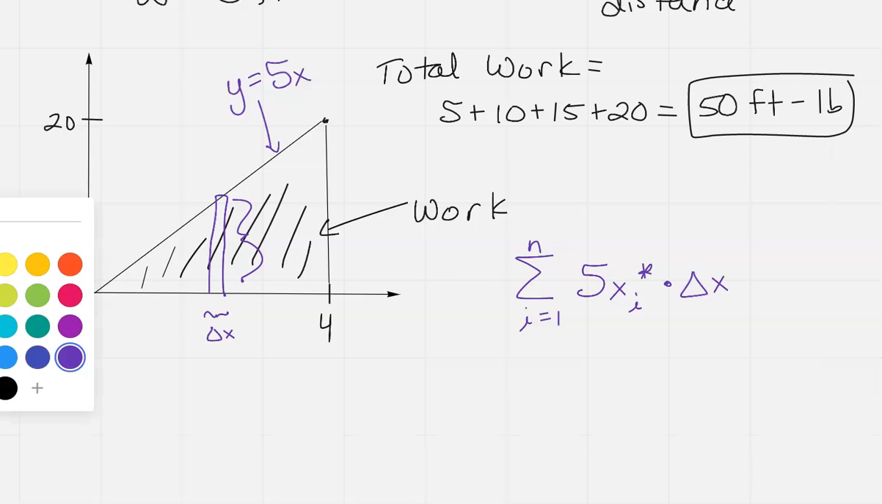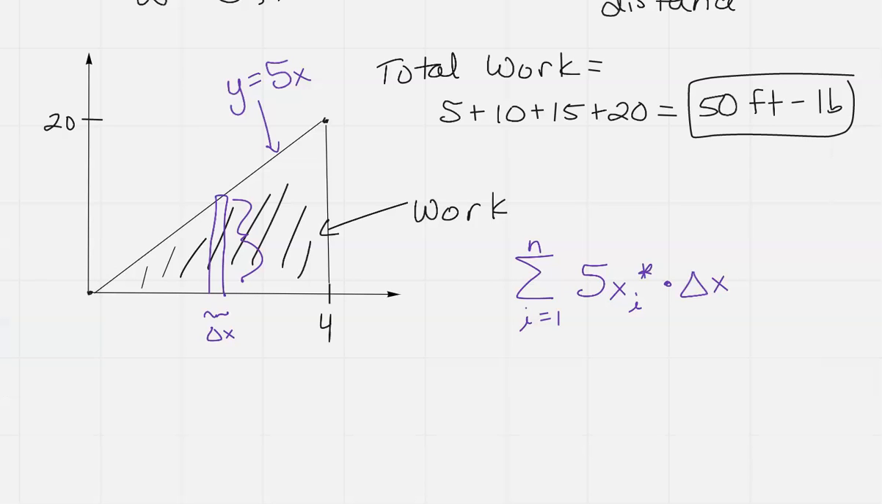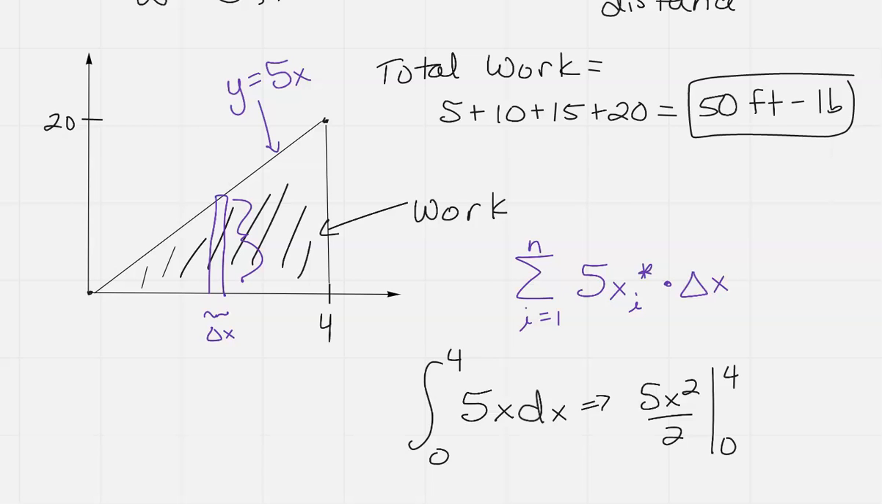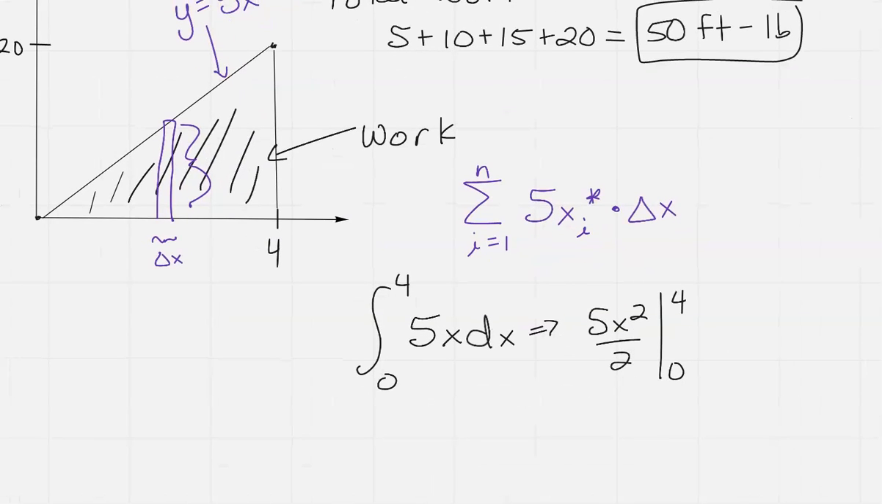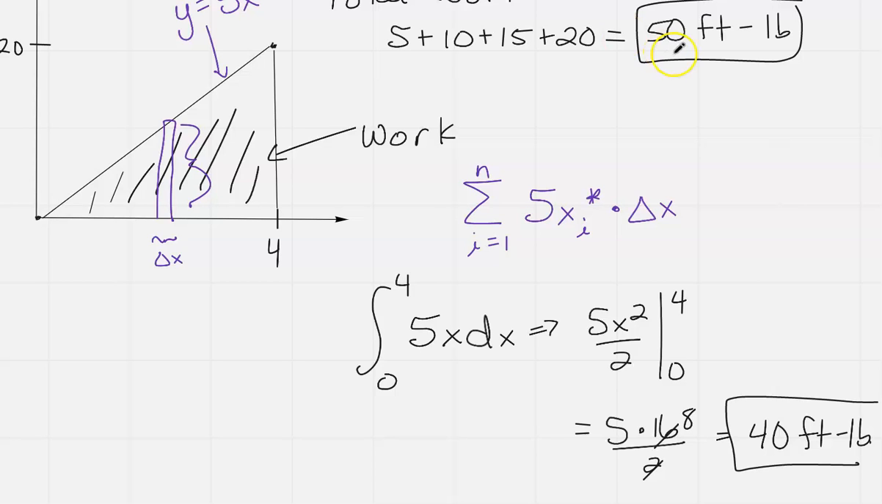So now let's look at what the actual would look like if we use the limiting process and we got the integral. Now the integral is going to go from 0 to 4, right? And we have 5x dx. Solving this, we get 5x squared over 2, evaluated at the limits 0 to 4. And this would be 5 times 16 over 2. That 16 divided by 2 makes 8. We get 40 foot-pounds.